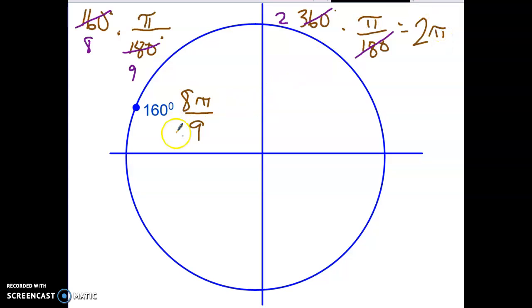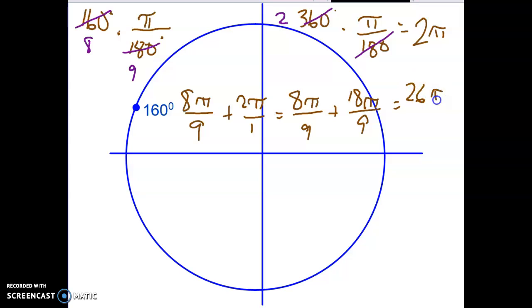So if I take my 8 pi over 9 right here and I add 2 pi, which is the same thing as 2 pi over 1, so I'm going to add an entire trip around the circle. All right, let's get a common denominator. I need to multiply the top and the bottom of that second one by 9. 18 pi over 9. 8 pi over 9 plus 18 pi over 9 is 26 pi over 9. So that means that 26 pi over 9 and my original 8 pi over 9 are coterminal. They would both end in that same spot.